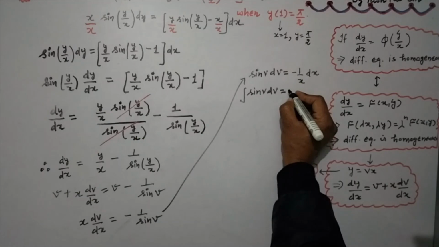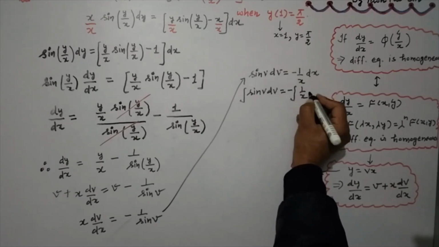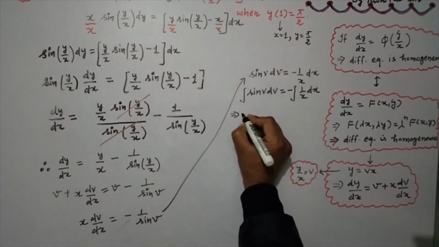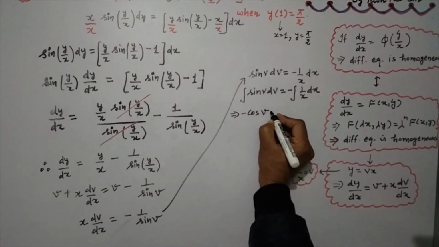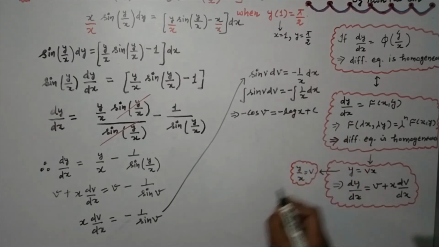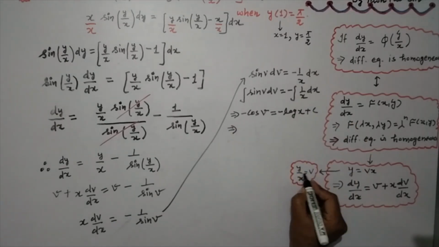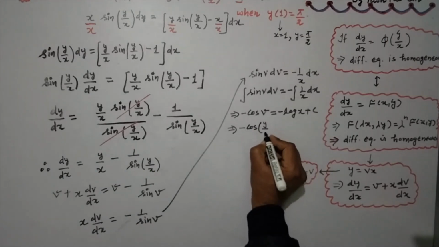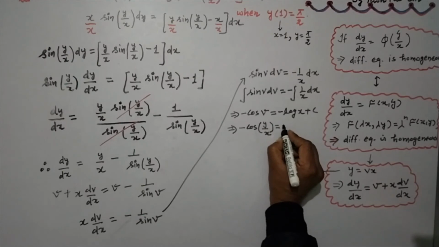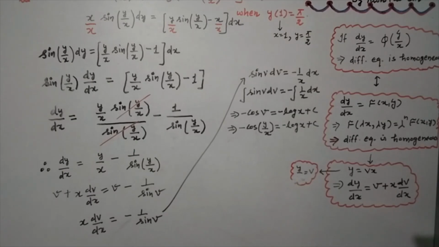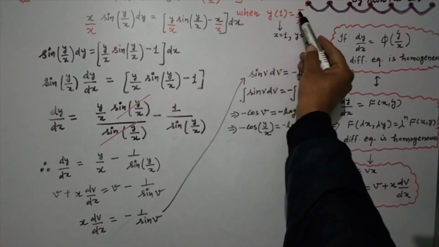In the next step we integrate. We insert this integration symbol: integral of sine v into dv, right hand side minus 1 upon x into dx. Now integrating sine v, the integration is minus cos v, and the right hand side is minus log x plus c. Now what is v? v is y upon x, so we write minus cos y upon x is equal to minus log x plus c.